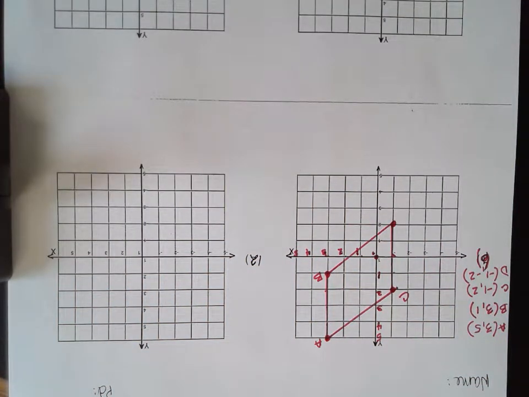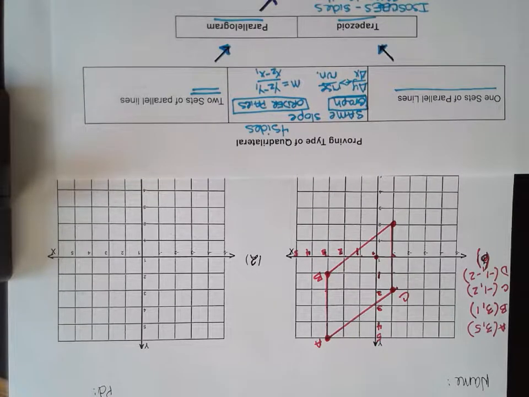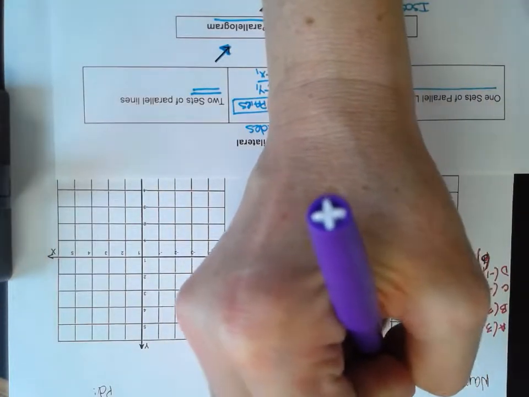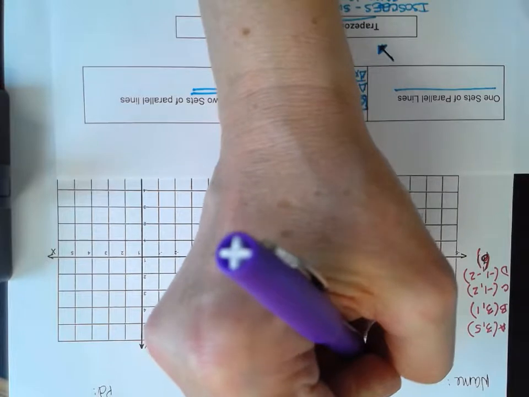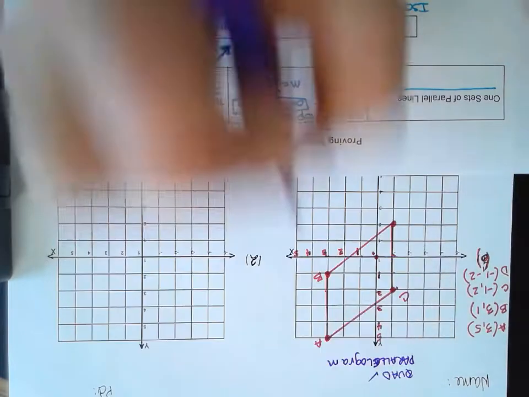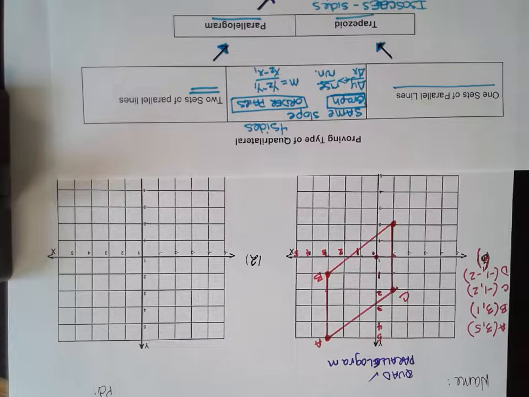All right, here we go, prove it. First step: do I have 4 sides? Yes. So what am I at least? A quadrilateral. Okay, now I'm going to check to see if I am a parallelogram. Do I have at least one set of parallel lines? Which ones?